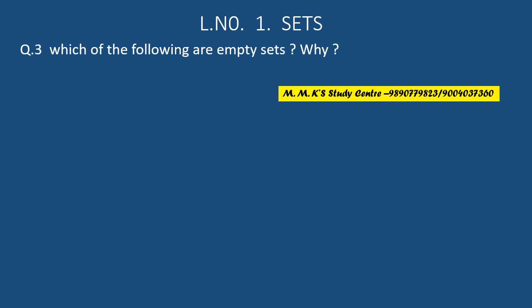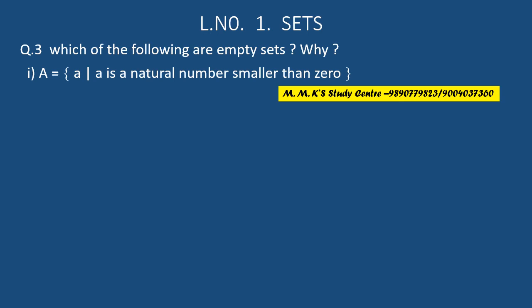We'll go for the next. Question number 3. Which of the following are empty sets and why? Empty sets are those sets which do not have any element. A set without an element is called the empty set. So let us see a few examples.